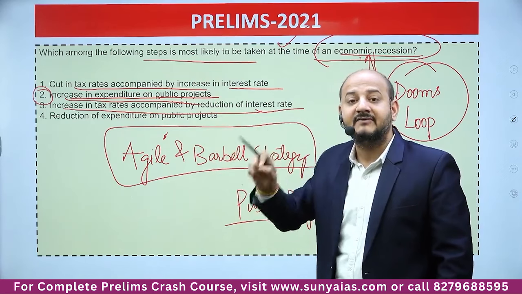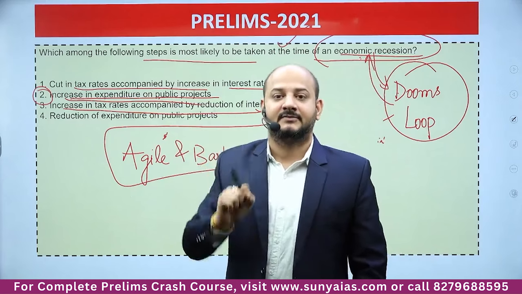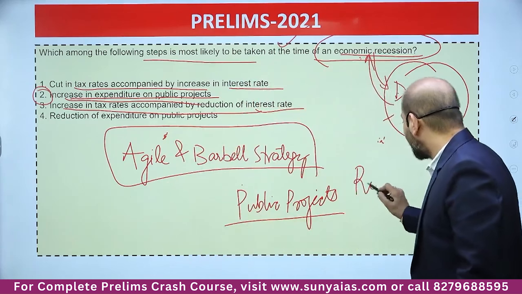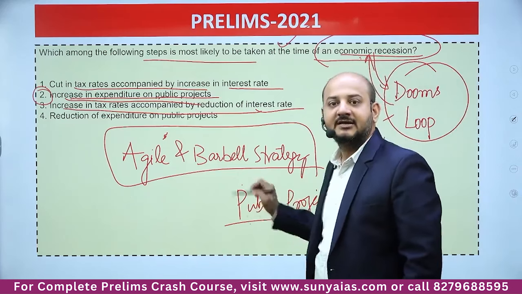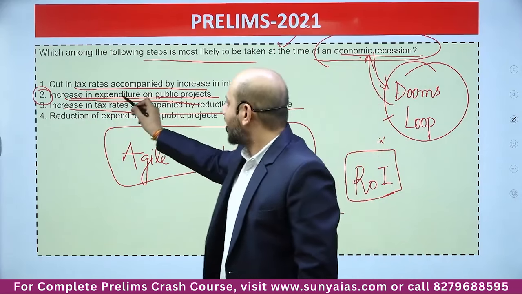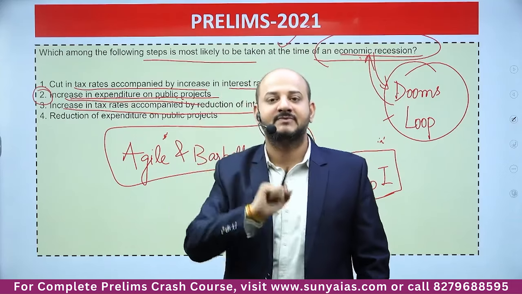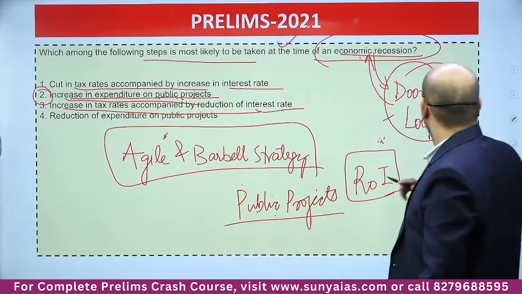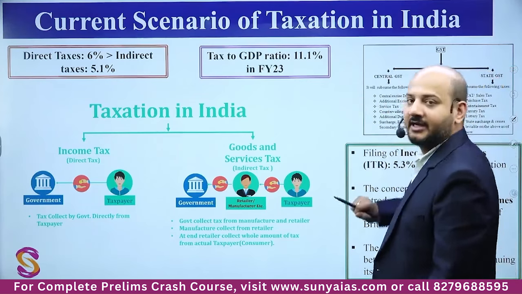Public investment. Whenever we call it investment, it means that we are looking for rate of return, return on investment, break even points. Okay, we are looking for ROI, return on investment. So public projects means that government is going to build some infrastructure, durable assets, just like in MGNREGA we are building. So expenditure on public projects is going to benefit us. We will understand in detail in the government schemes how Canon's principle will be used over here. Okay, so let's move ahead to the next topic, current scenario of taxation in India.